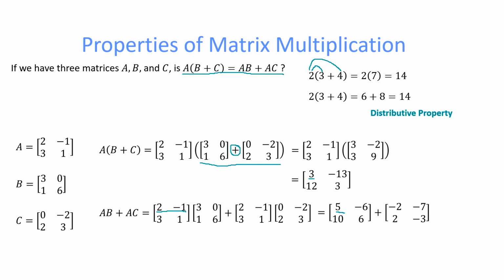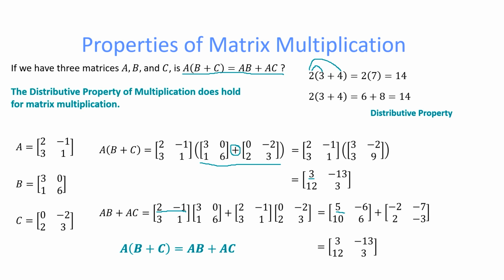Same for the other matrices, A times C, and we'll get 5, minus 6, 6, and the product AC is minus 2, minus 7, 2 and 3. Now just a quick addition, and we get 3, minus 13, 12 and 3, and you can see they are equal. This is not really a proof, because a proof needs to work in general. This is just a random example, but I'm telling you that this property holds for matrix multiplication. So you can use this property when you are, for example, solving equations involving matrices.